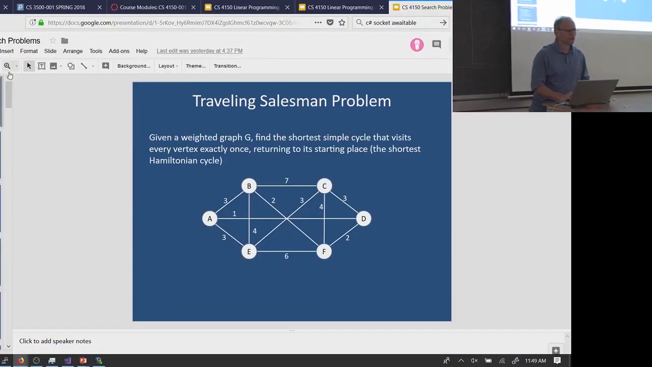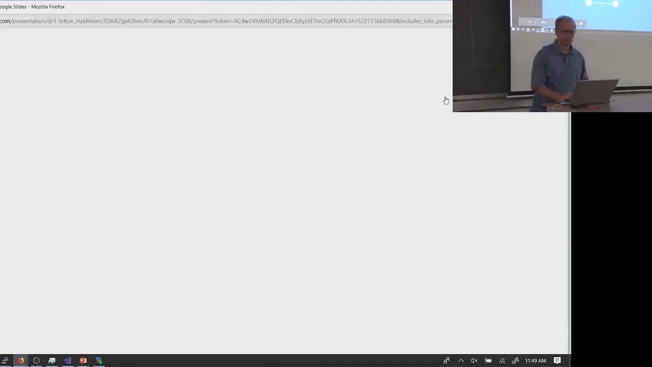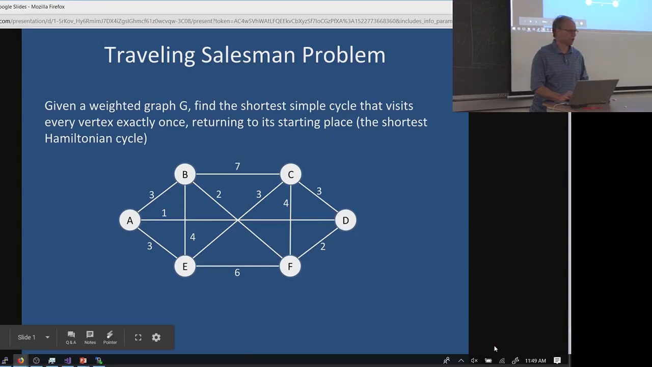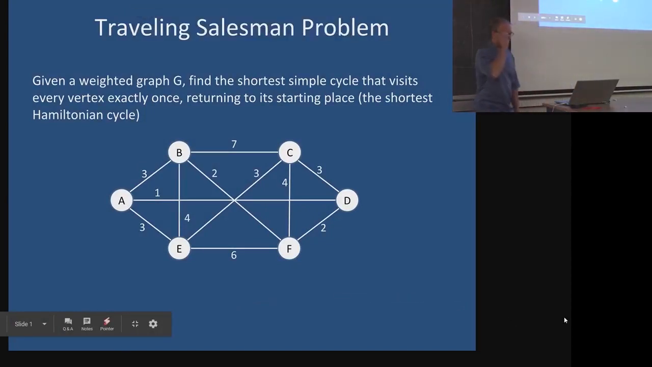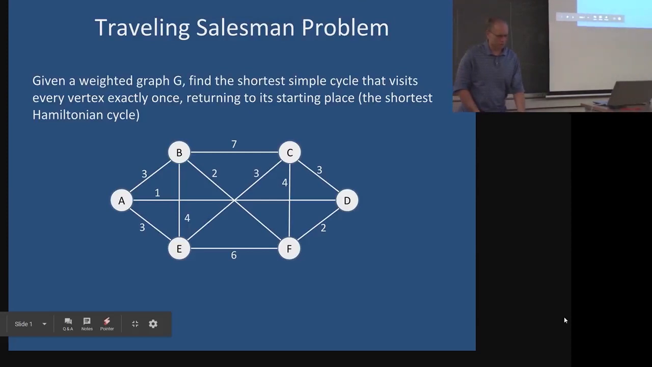All right, that brings us to our last major topic of the semester, in which we have only 2 weeks or 3 weeks? 3 weeks. Get close. And the last major topic is not the traveling salesman problem. It's just the first example we'll look at.